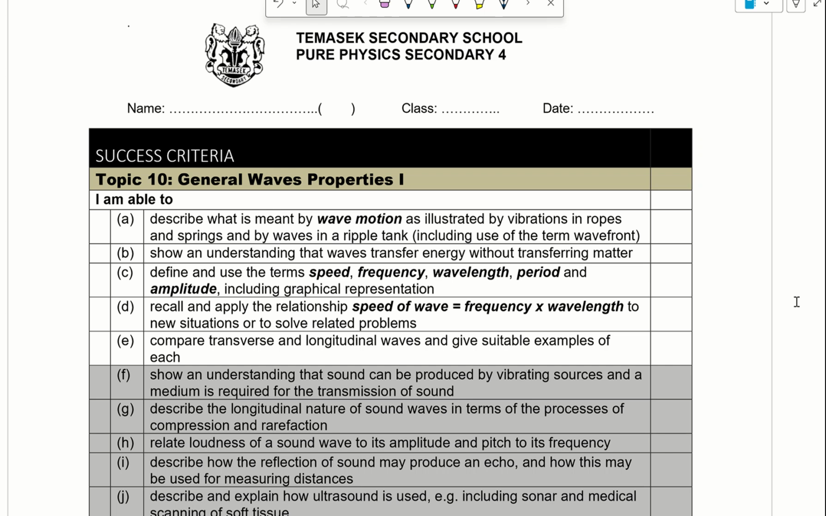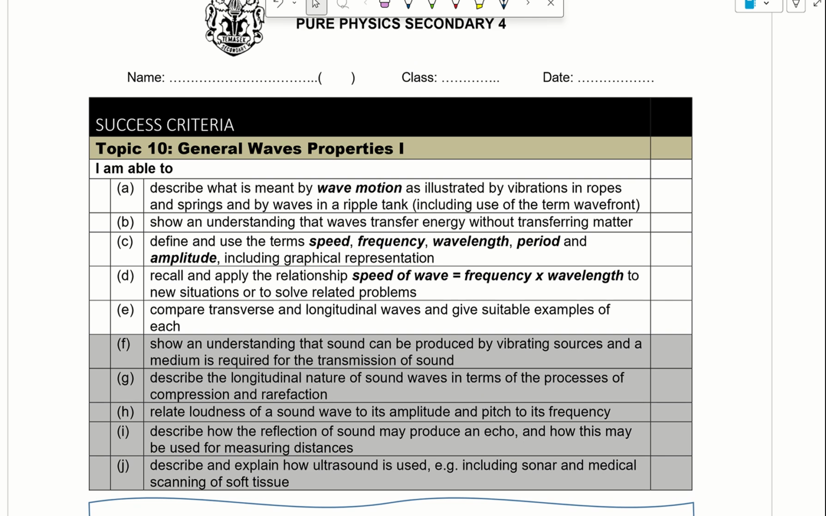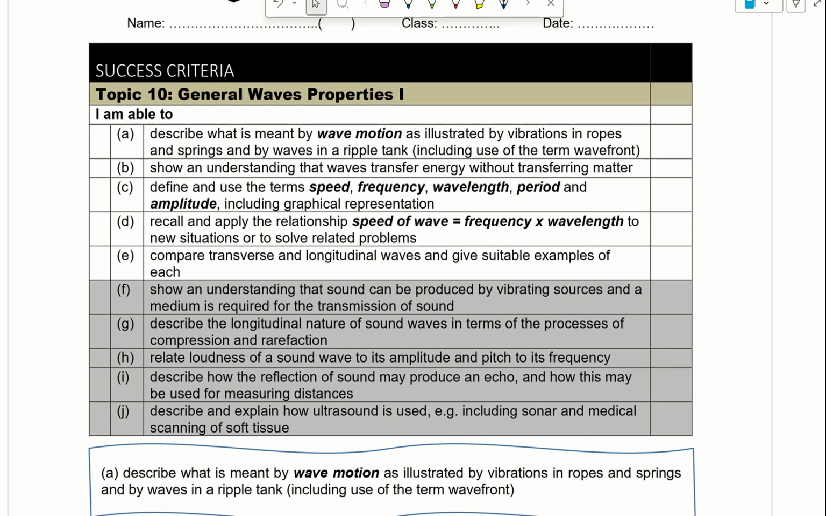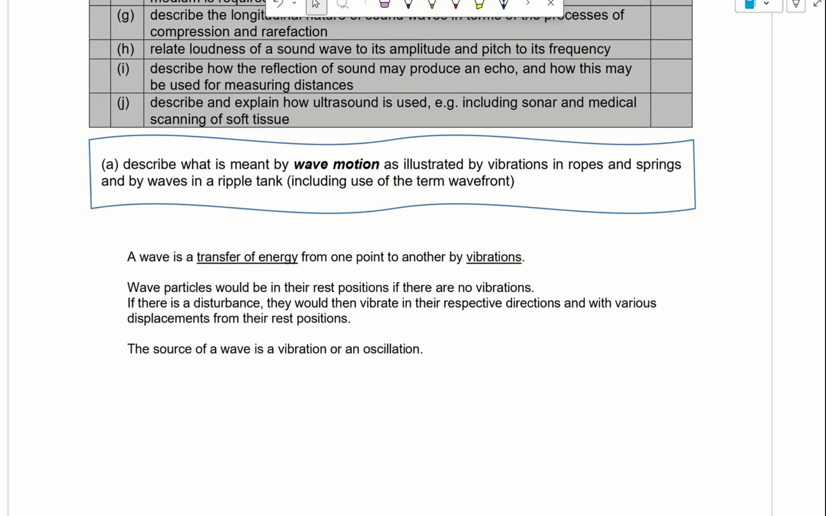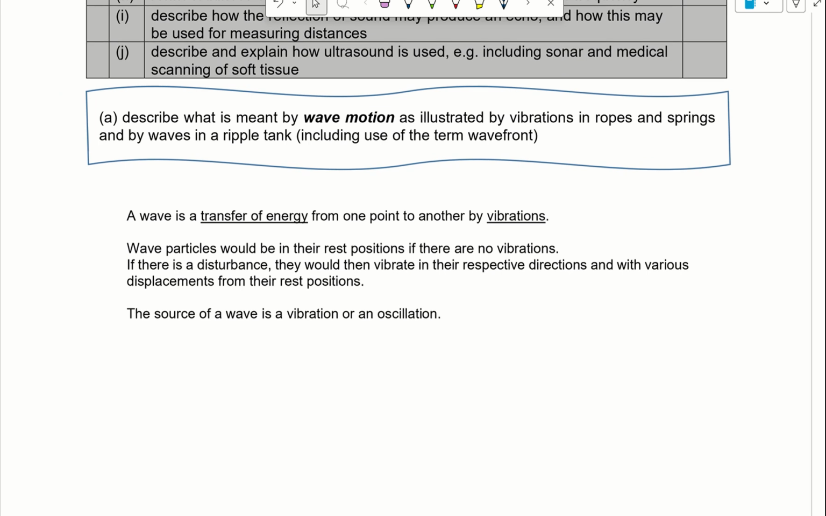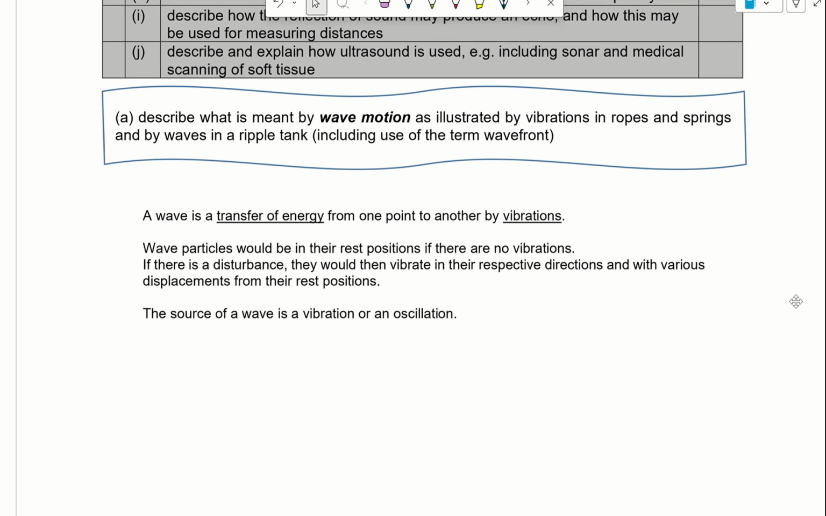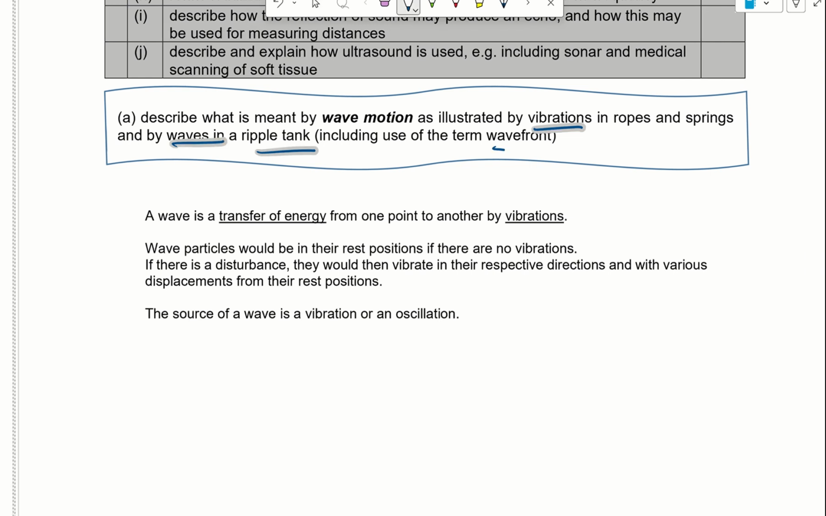Okay, this video will be going through the general wave properties. I'll be going through success criteria A. Success criteria A states that we should describe what is meant by wave motion as illustrated by vibration. So this is actually a keyword here. In ropes and springs, and also by waves in a ripple tank. Okay, and we also need to take note of this term called wavefront.